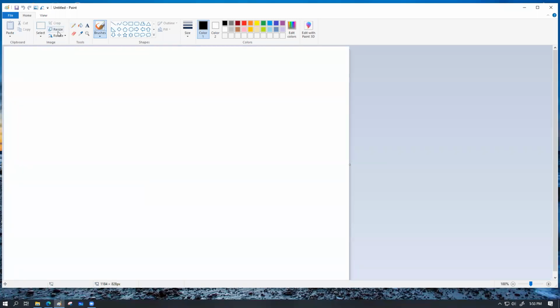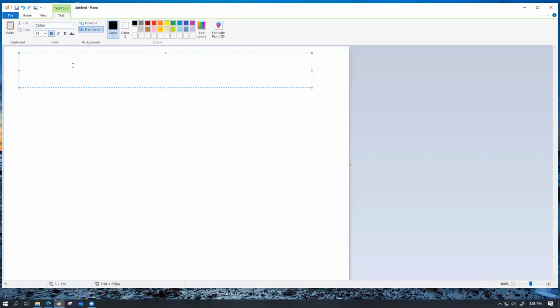The first thing that is important for us is we need to understand the two terms, distance and displacement.